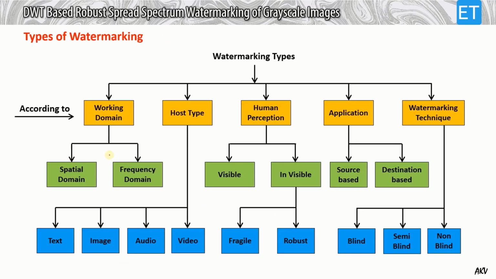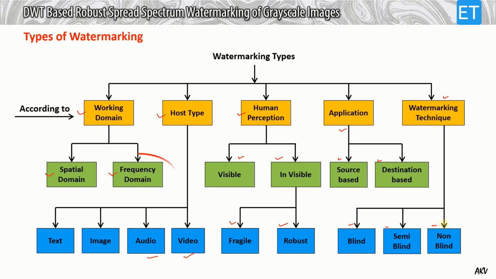And now let's see what are the different types of watermarking. So this is a chart. According to the working domain, you can classify as spatial domain and frequency domain watermarking. Depending on the host type, you can say that it is text watermarking, image watermarking, audio watermarking, or video watermarking. According to human perception, you can say it is visible or invisible watermarking. And invisible has two categories, either fragile or robust watermarking. According to the application, it can be source based or destination based. And on the basis of the watermarking technique, you can say it is either blind, semi-blind, or non-blind.